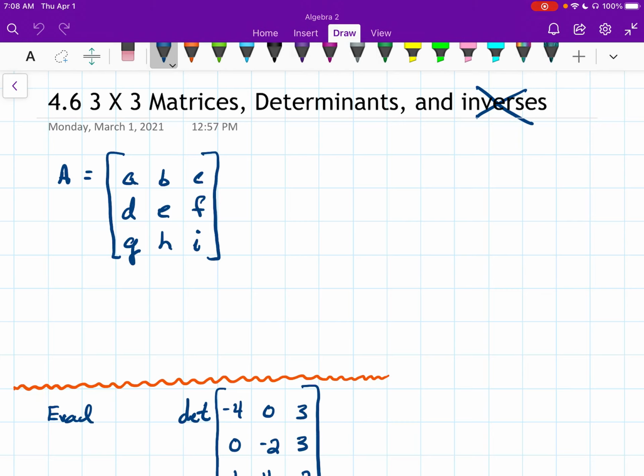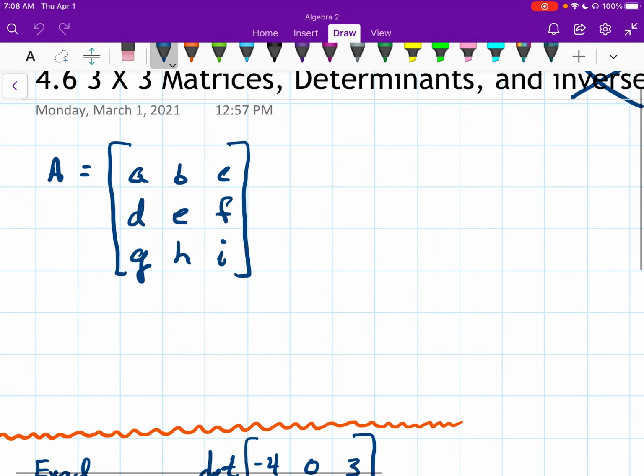So if you have matrix A equals, and here's a bunch of letters. Now there's all kinds of formulas that we could memorize, but here's the process that I learned and that I think is the easiest way to do this. After you have your matrix written, copy down the first two columns. So here will be A, B, D, E, G, and H. I just copied down both of those columns.